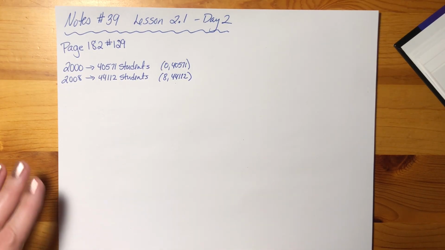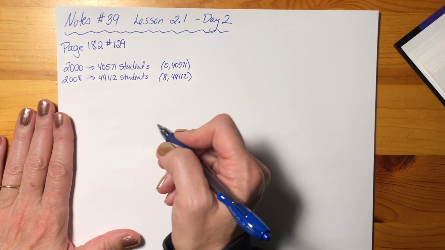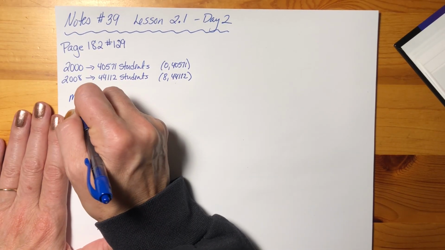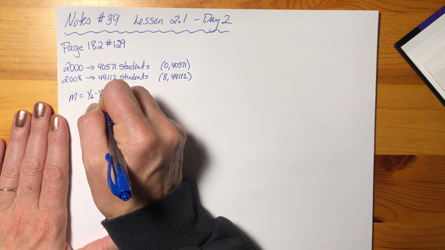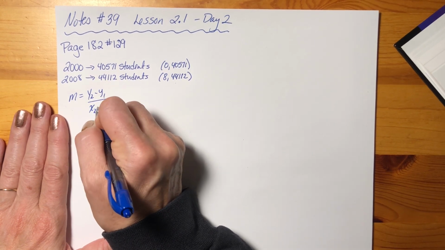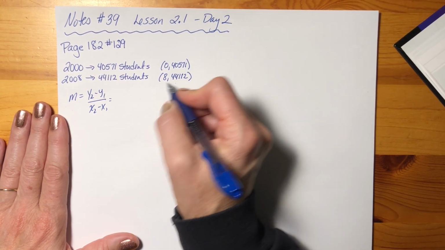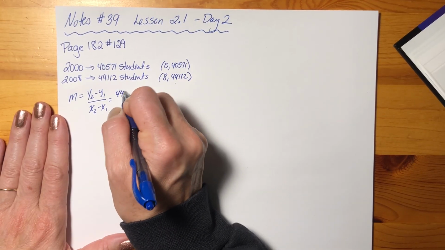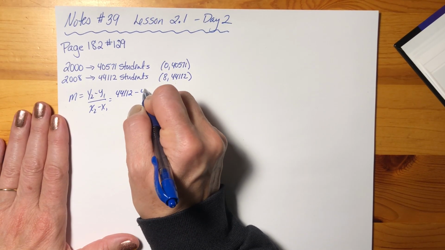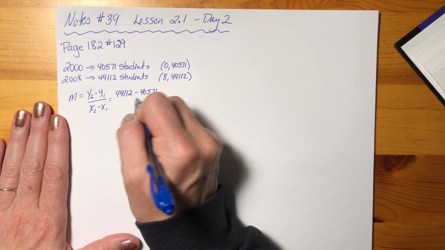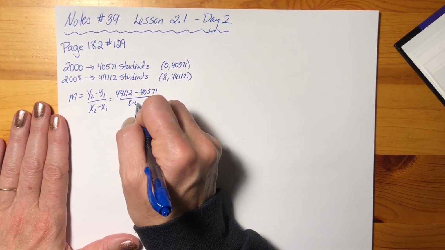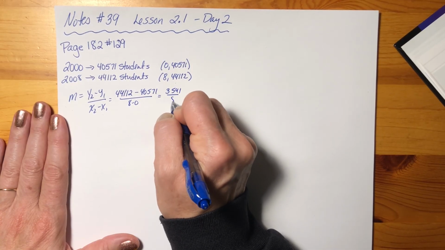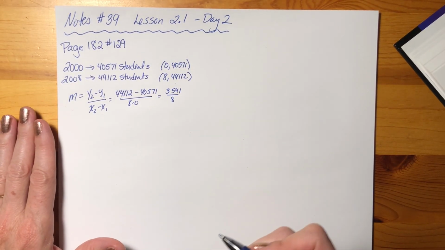Okay, so I have two ordered pairs, and now my job is to make an equation. You guys remember how to do these problems. So the first thing I'm thinking about is my slope. My slope is equal to y2 minus y1 over x2 minus x1. So we just plug these values right on in. So let's see, 44,112 minus 40,571 over 8 minus 0. So that is 3,541 over 8. All right, so now I have my slope.